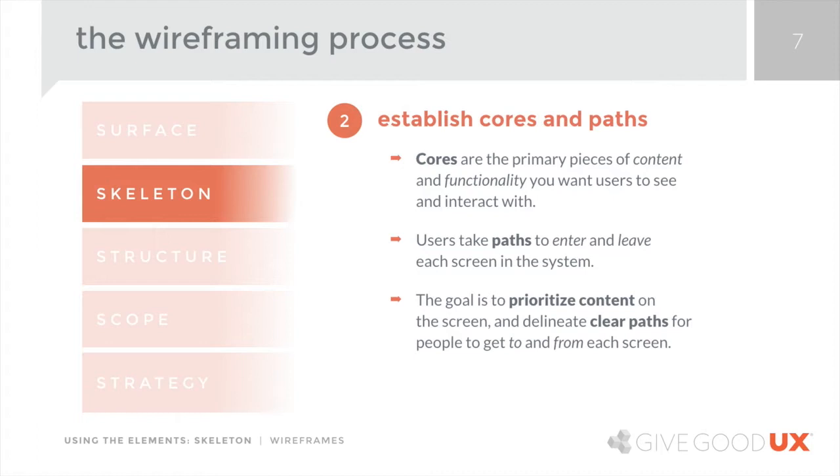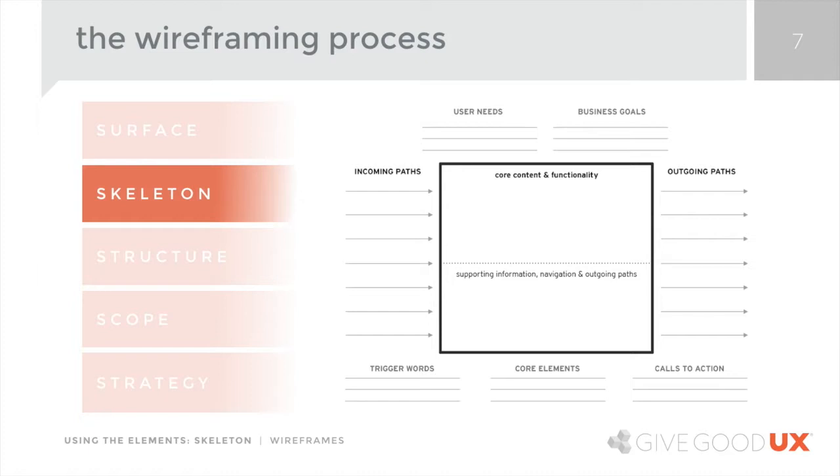So to delineate all these things, we use a form that looks like this. At the very top, we're reiterating our core user needs and our core business goals. In the center of the page, you've got 2 main categories, right? Our core content and functionality. Okay, what's going to be exposed on this page? What content is there and what can people do with it? We also have supporting information, navigation, outgoing paths. Again, what has to be represented on the screen?